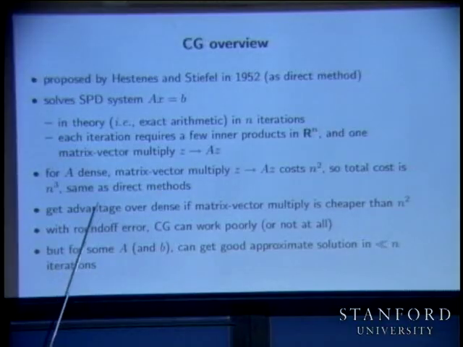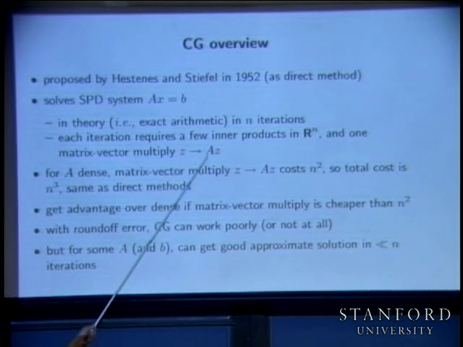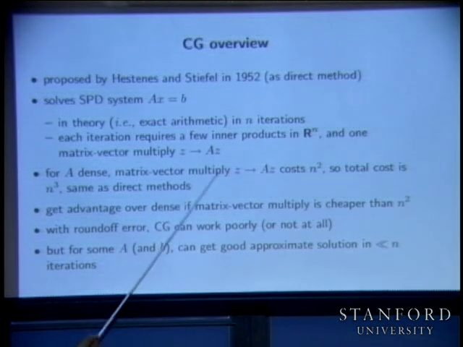Here are its high-level attributes. It solves Ax equals b, where A is symmetric positive definite. In theory, in exact arithmetic, it takes n iterations, where n is the dimension. Each iteration requires a few inner products in R^n, and a matrix-vector multiply. You have to implement a method that, given z, will compute Az. That's basically what you have to do.